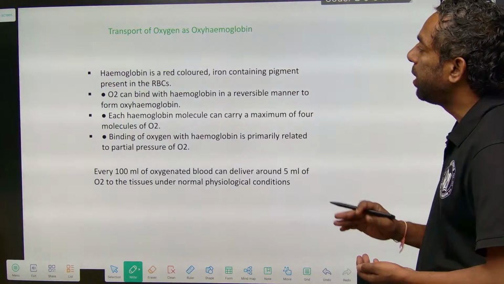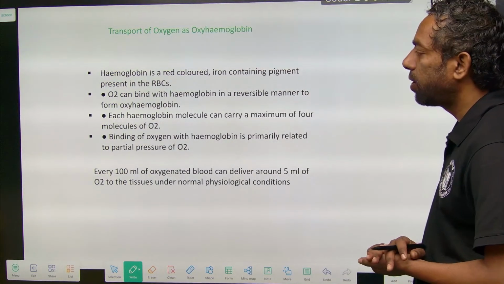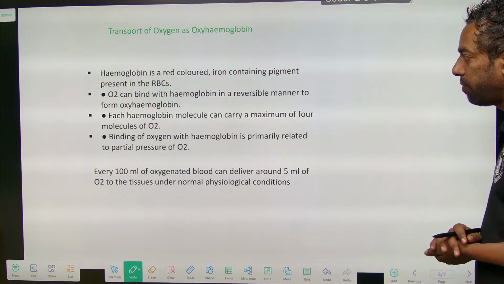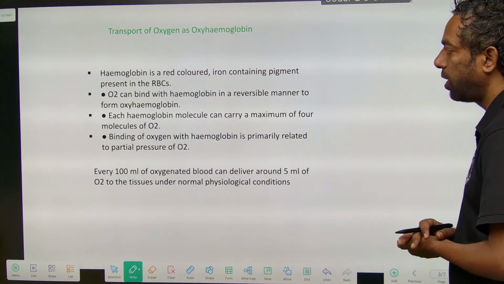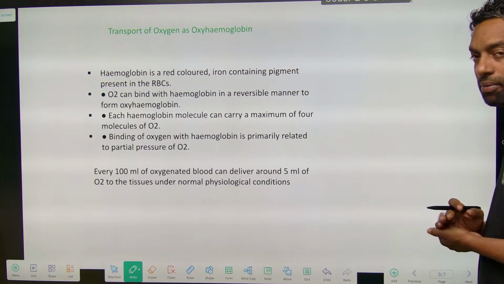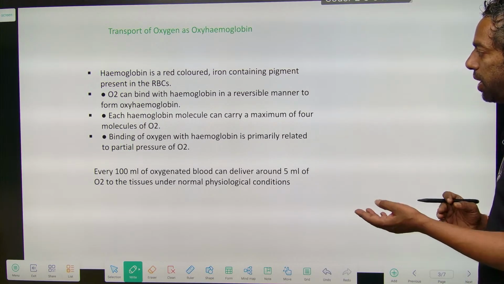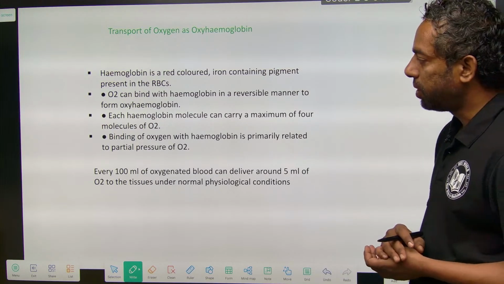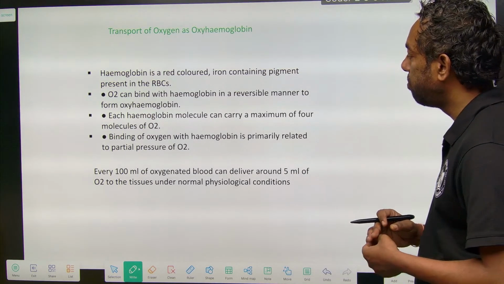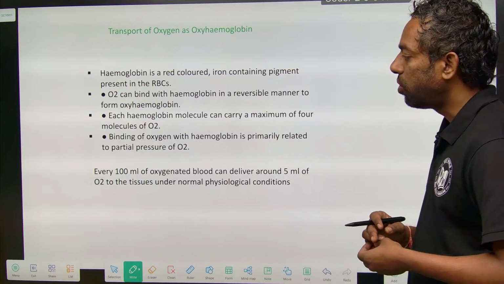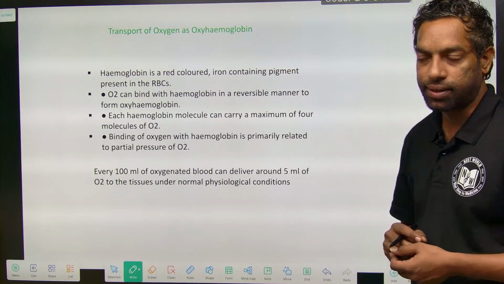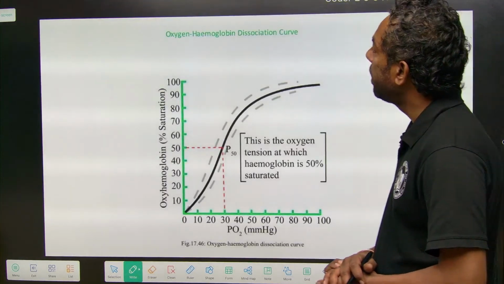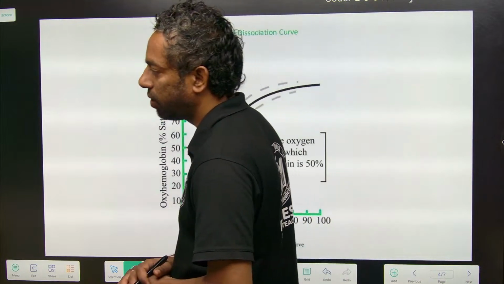Transport of oxygen: hemoglobin is a red-colored, iron-containing pigment. O₂ can bind with hemoglobin, and it is reversible. The oxyhemoglobin molecule can carry a maximum of 4 oxygen molecules. Binding of oxygen with hemoglobin is primarily related to the partial pressure. Every 100 ml of oxygenated blood can deliver 5 ml of O₂ to the tissue in normal conditions.